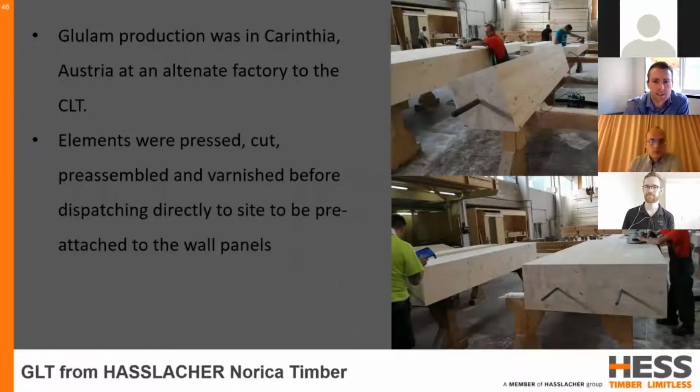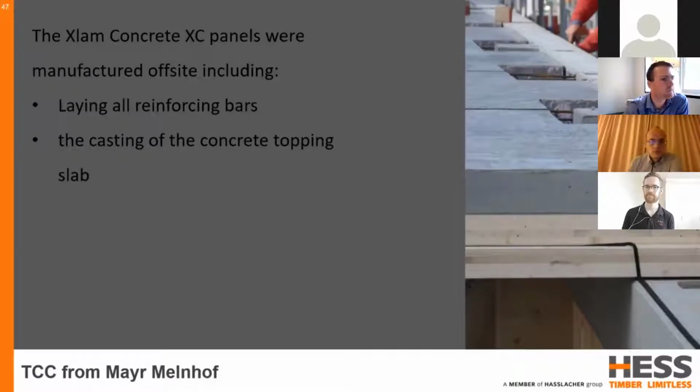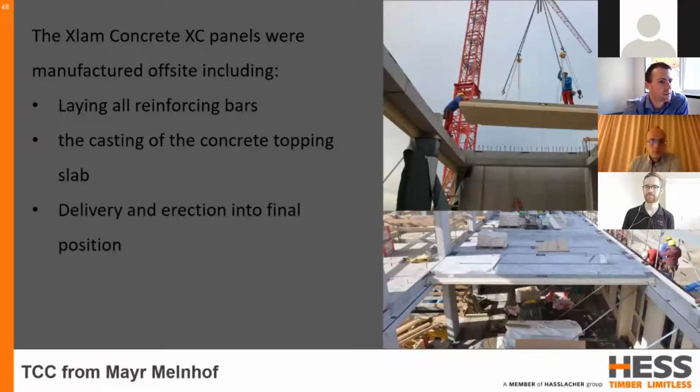The glulam was again manufactured by Hasslacher in their Carinthia facility, also in Austria. The columns were pressed, cut, varnished, and the connections were pre-fitted before they were then sent directly to site. Meyer Melnhof were the manufacturers of the XC or XLAM concrete panels, as they call it. This included manufacturing of the CLT base panel, as well as laying the coordinated reinforcement and casting the topping slab, and this was all done off-site. And then these were delivered in a just-in-time format to the site.